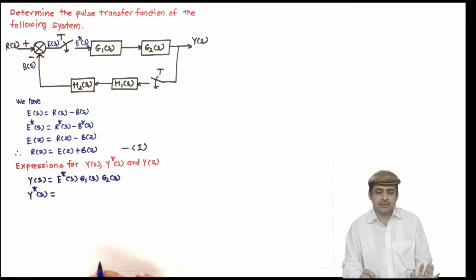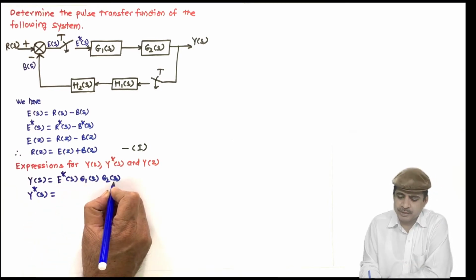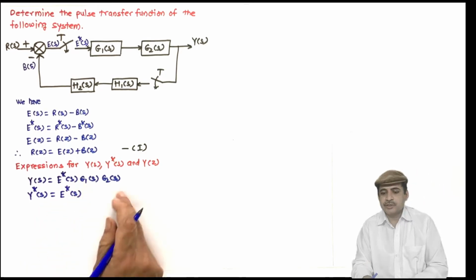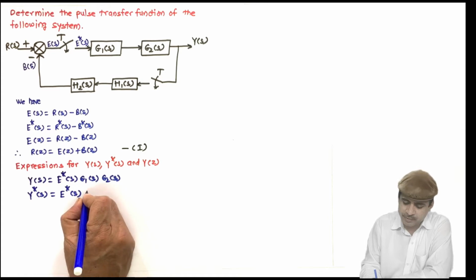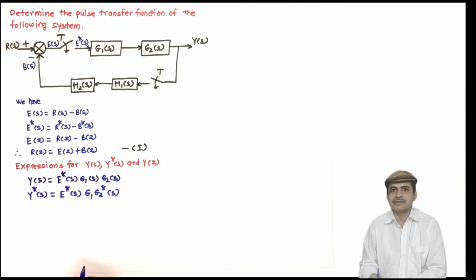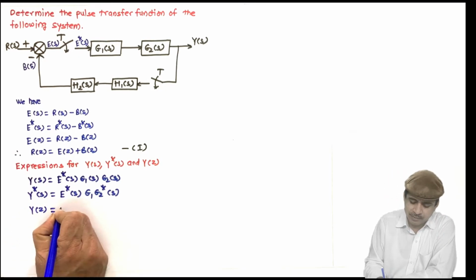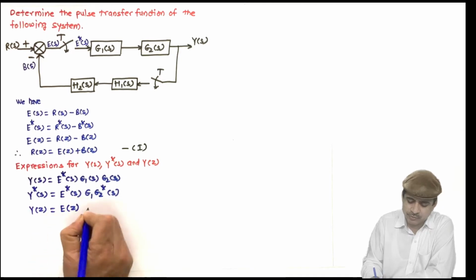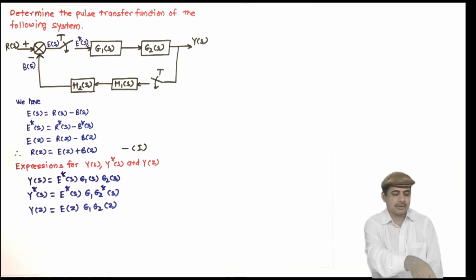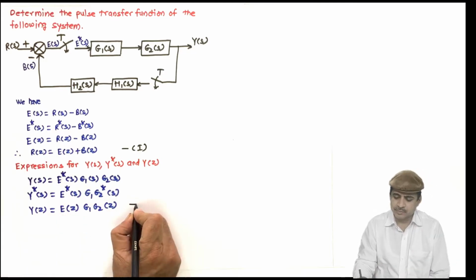We have developed the procedure for how to take star Laplace. Now we will do it directly. So here E* is separated from G1 and G2, so E* will remain as it is. G1 and G2 are not separated with a sampler, so they will be G1G2*(s). And then taking Y(z), we will replace star Laplace with Z, so it will be E(z) G1G2(z). So one step is done. Let us call this equation number 2.